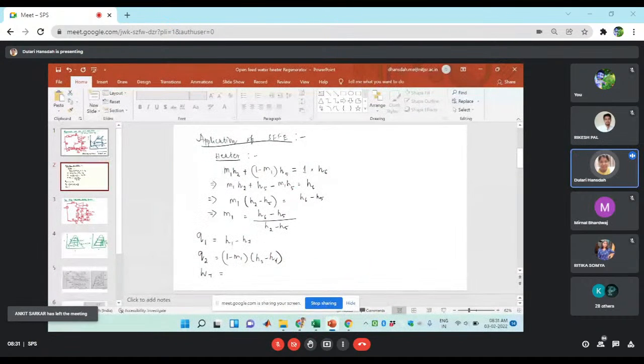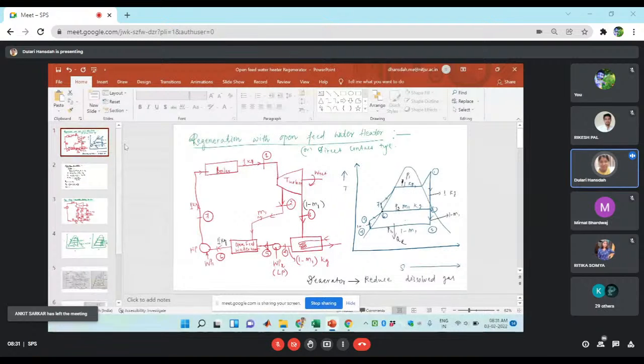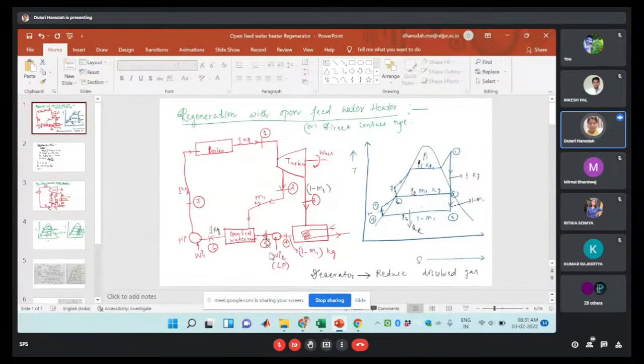So I think last class I discussed the open feed water heater system. It is a simple system, if you are observing. Only a single heater is used here. It is an open feed water heater type, so a direct contact type of heater. At the end of that heat exchange process, the feed water will attain the temperature up to the saturated liquid.